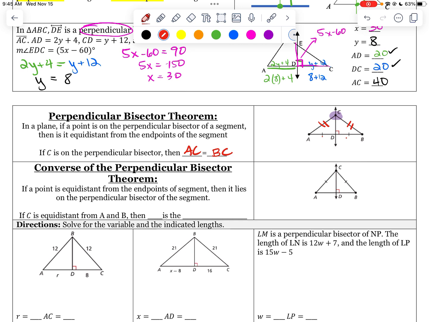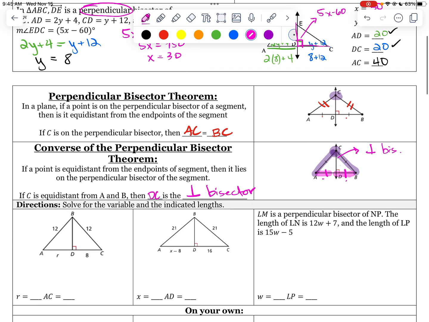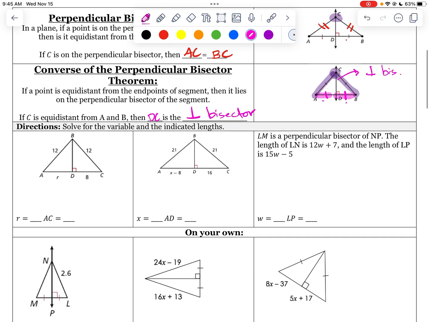Conversely, if I know that these two are equivalent, that means this has to be a perpendicular bisector. So I know that these two are going to be equivalent. And, okay, so if C is equidistant from A and B, then DC is my perpendicular bisector. So you know now that that is a perpendicular bisector. So we know that these are equal, and that's at 90 degrees. We're going to use this in a lot of different ways.